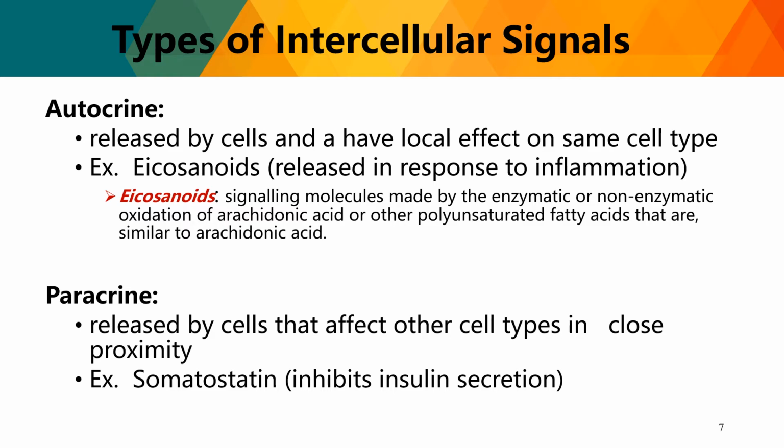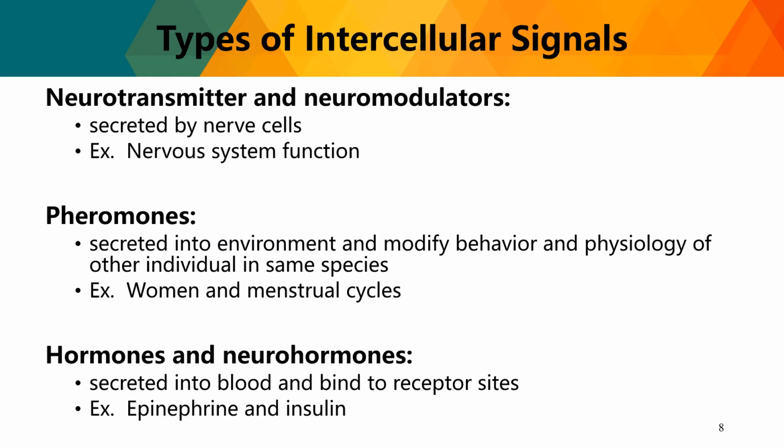And then next, you have your paracrine. They are released by the cells and affect other cell types in close proximity. For example, you have somatostatin, which inhibits insulin secretion. For the other types of intercellular signals, first we have your neurotransmitters and neuromodulators. These are secreted by your nerve cells, and they are very important when it comes to nervous system function. Next, you have your pheromones.